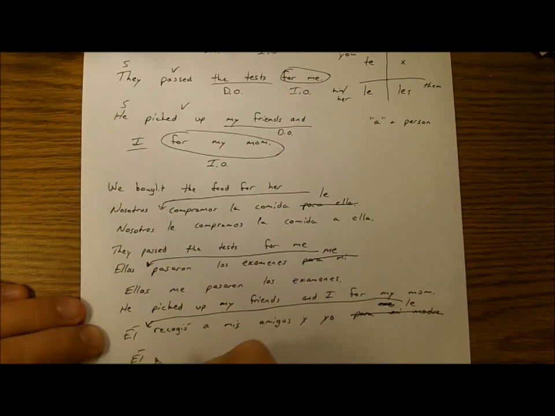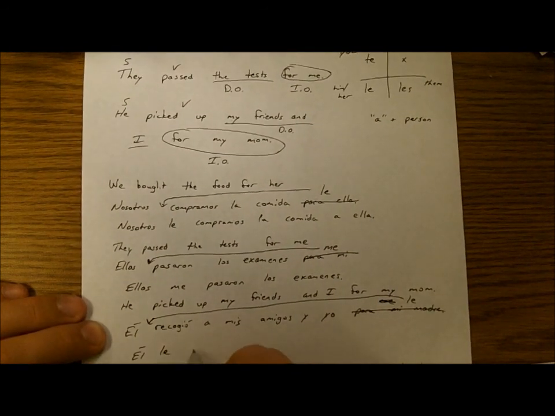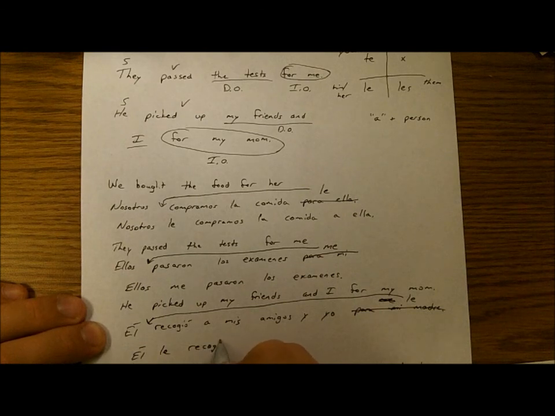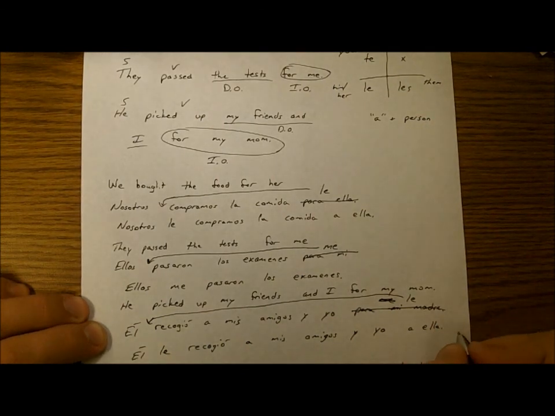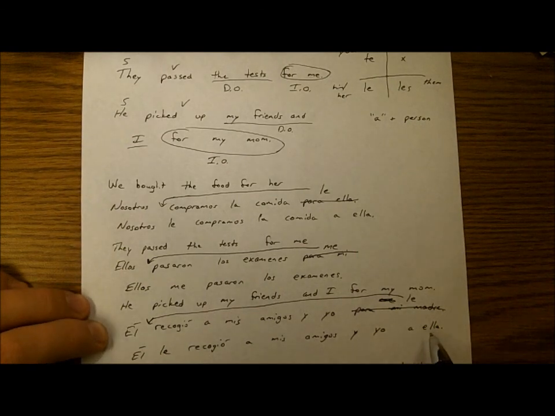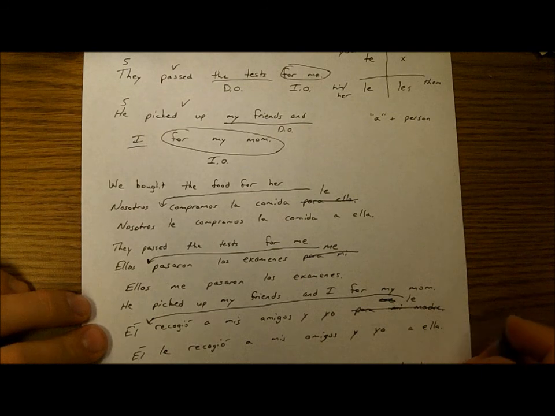So, él le recogió a mis amigos y yo a ella. Notice I put the a ella at the end in order to clarify that the le over here is referring to the mother. And that is how you use indirect object pronouns in a sentence.